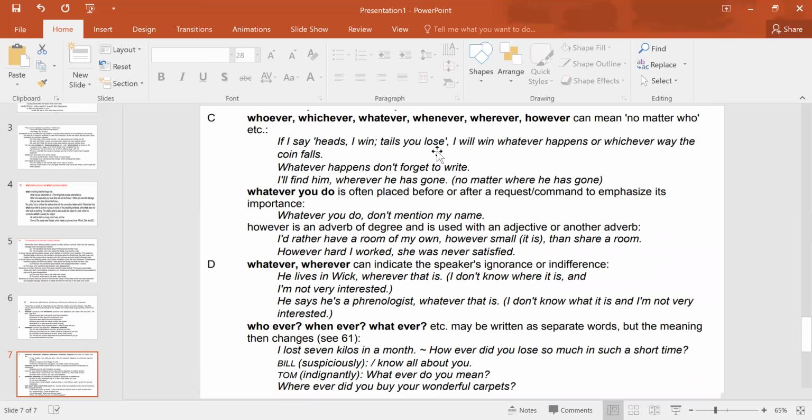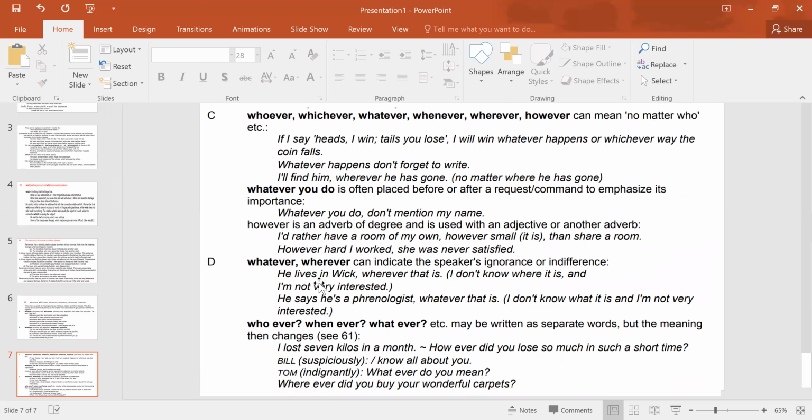Here, whoever, whichever, etc. mean no matter who. I will win whatever happens, or whichever, whatever happens. Don't forget, it does mean no matter what happens. And in this case, whatever and wherever indicate the speaker's ignorance or indifference. They can show the speaker's ignorance and they can also show the speaker's indifference. It shows that the speaker is not concerned about whatever is being done.